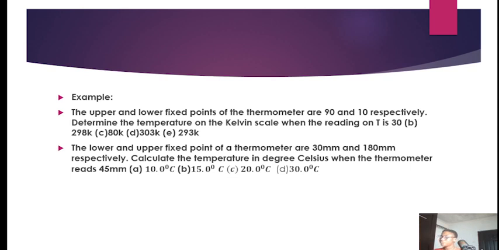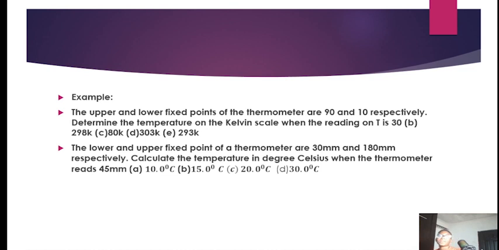So we talked about the Celsius scale and we talked about the Kelvin scale. We said that for the Celsius scale, the lower fixed point or the ice point is what? 0 degrees Celsius, while the upper fixed point or the boiling point is what? 100 degrees Celsius. We know that water boils at 100 degrees Celsius. And for the Kelvin scale, we have 273 Kelvin for the freezing point, and 373 Kelvin for the boiling point.